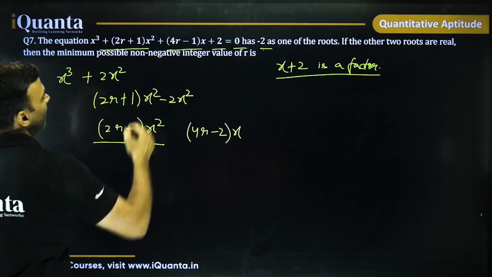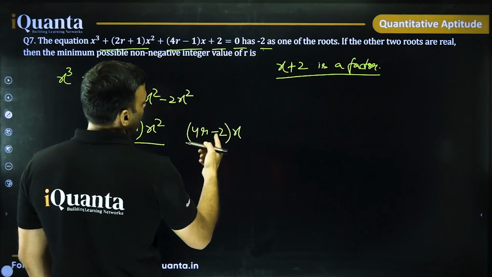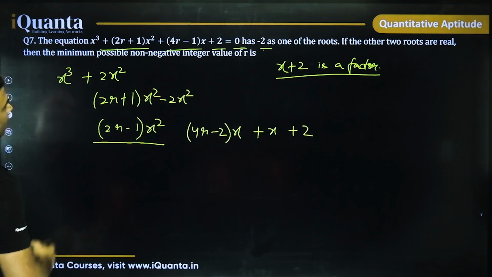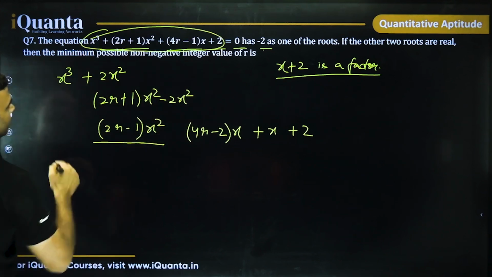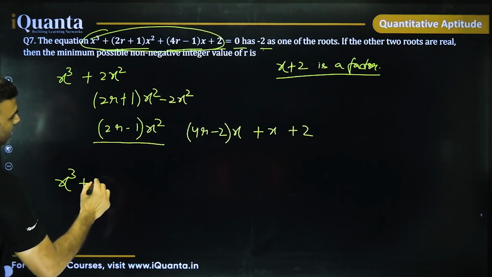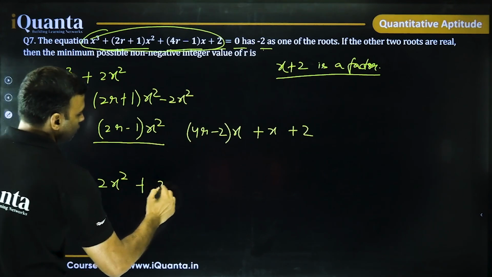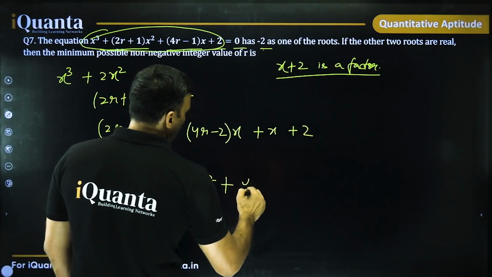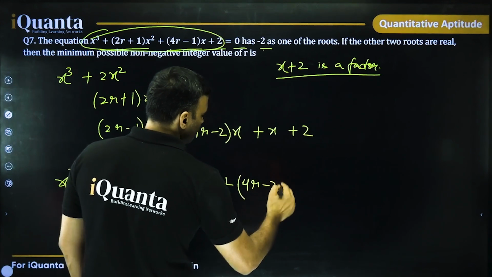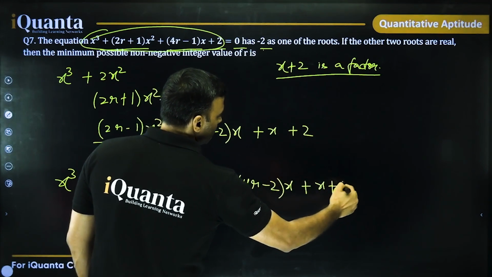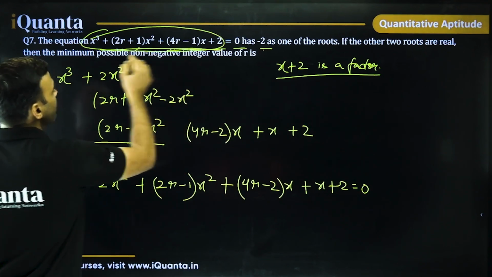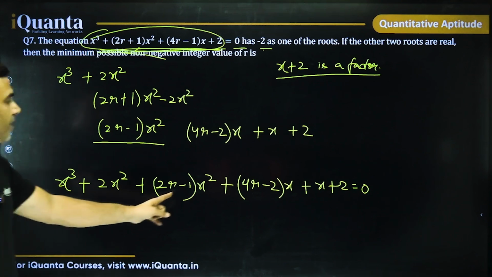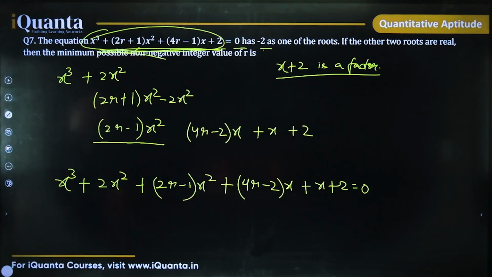And here we have (4r minus 1) into x. We created 4r minus 2. So what should I do? So plus x plus 2. Okay. So what eventually we have got is this entire item, check it, it can be written as x cube plus 2x square plus (2r minus 1) into x square plus (4r minus 2) x plus x plus 2 equal to 0. So what did I do? I have just broken them and adjusted like that. So this exactly same expression is written here, right? 2x square added, and here it becomes 2r minus 1. Here it was 2r plus 1, and so on and so forth.